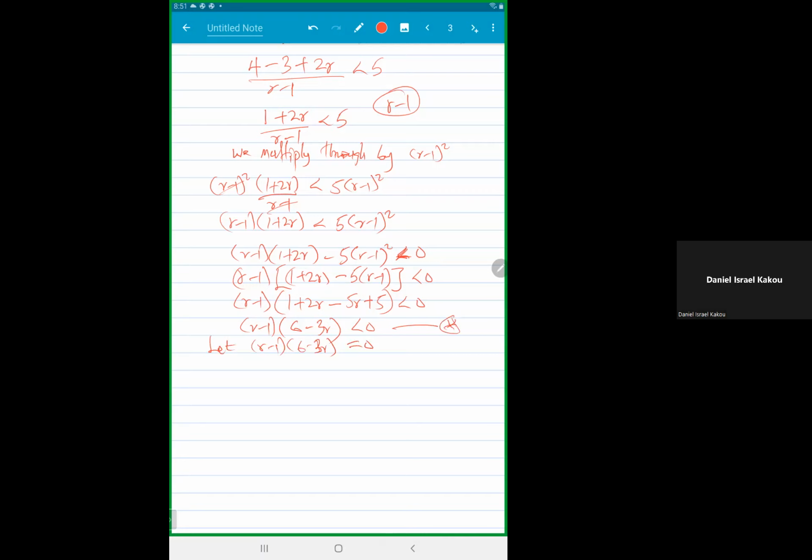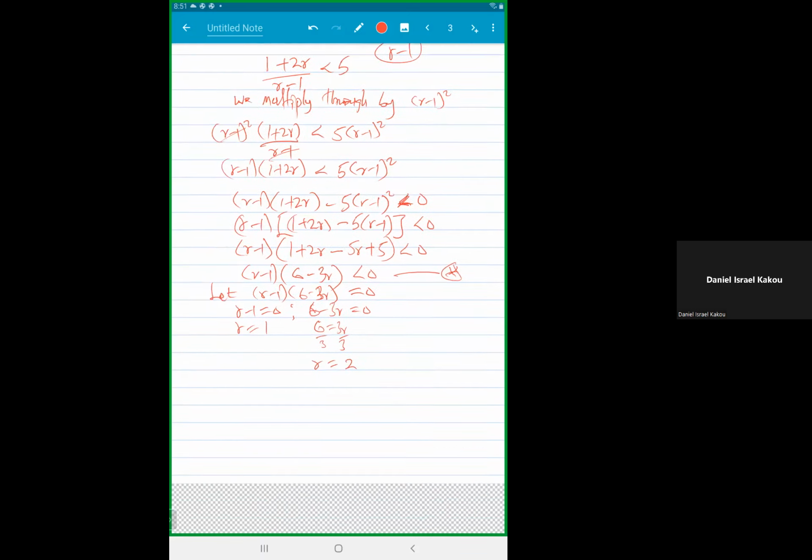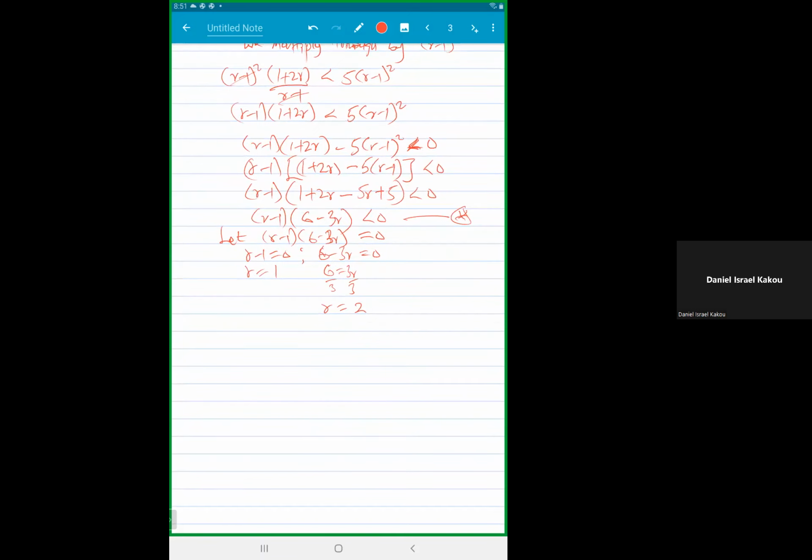Remember this equation, this is what will help us get our answer. If you remember from Math 101. So since it's now an equation, we can easily find the values. So r minus 1 equal to 0 and 6 minus 3r equal to 0. So r equal to 1, then 6 is equal to 3r. Finally, we divide both sides by 3, right? So we have r to be equal to 2. Yeah. So we have r equal to 1 and r equal to 2 as our values of r. And these are the boundaries to the values of r we are looking for.